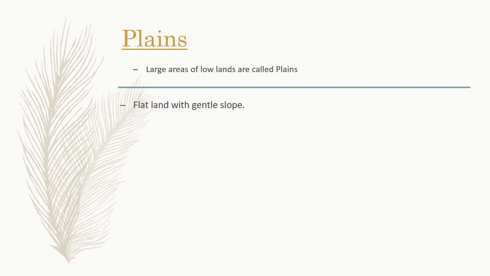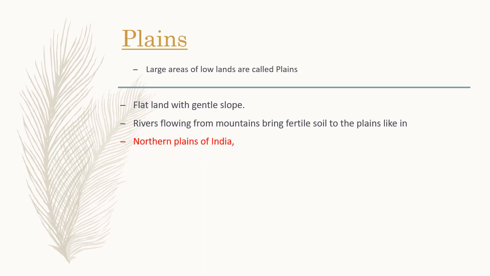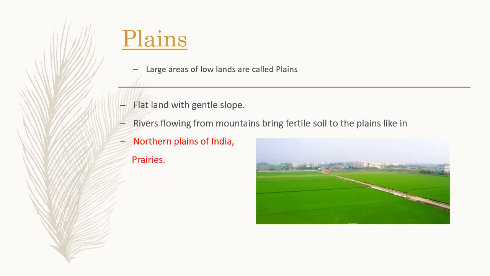Now we will see plains. A large area of lowland is called a plain. They are flat land with gentle slope. Rivers flowing from mountains bring fertile soil to make these plains, like the northern plains of India and the prairies in North America.